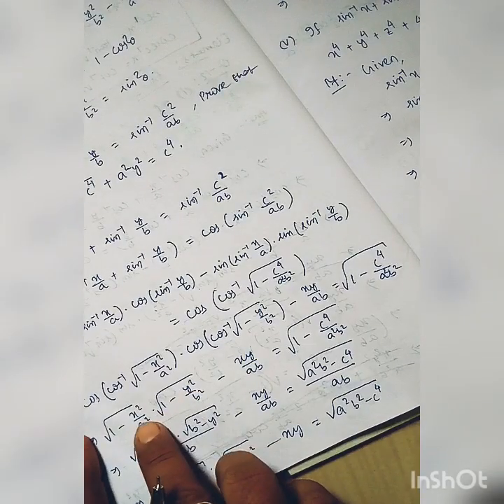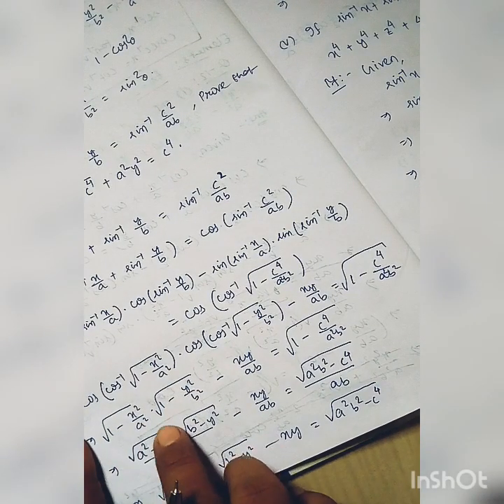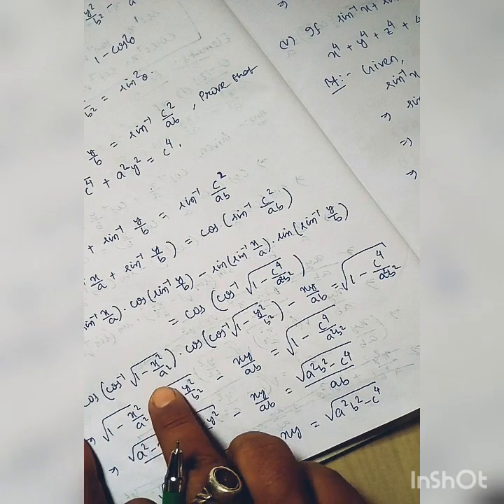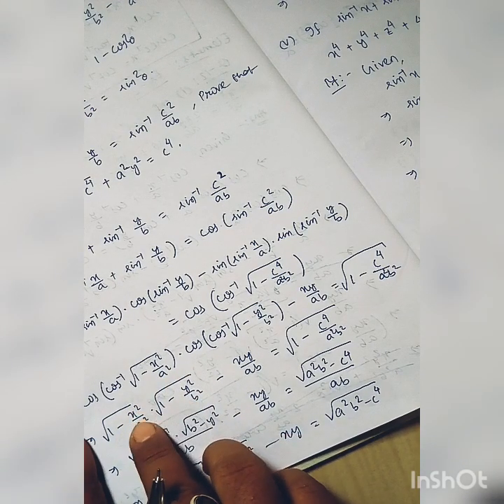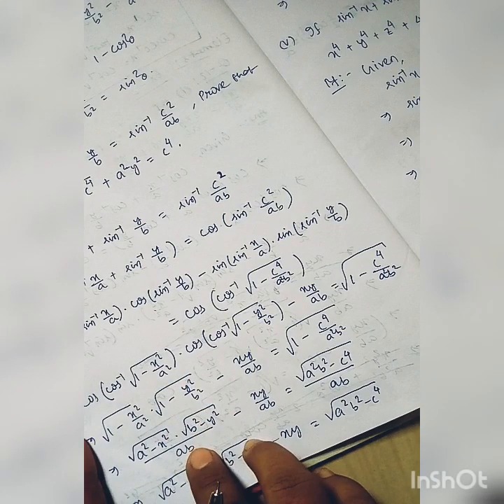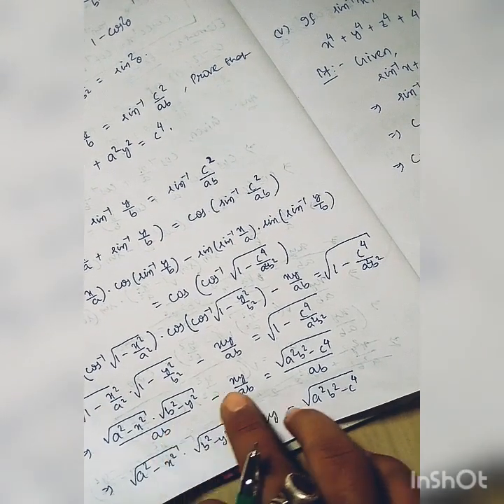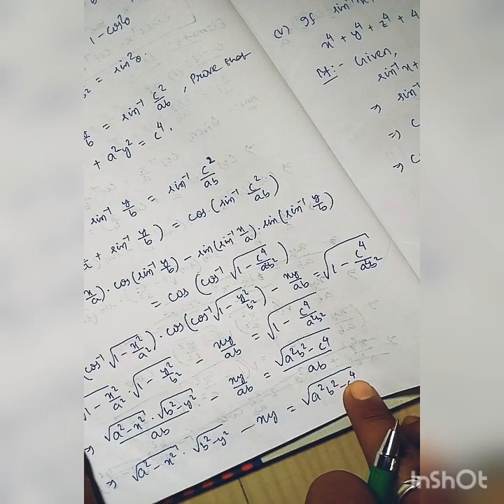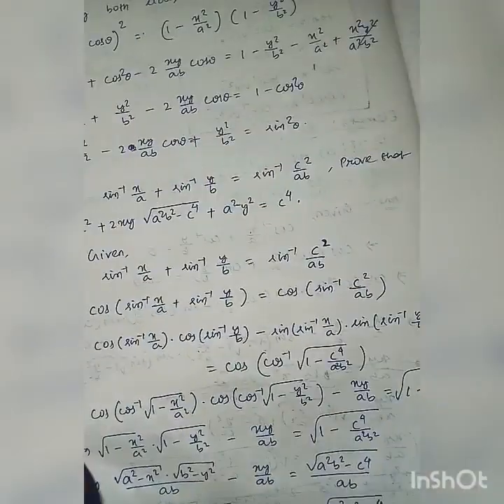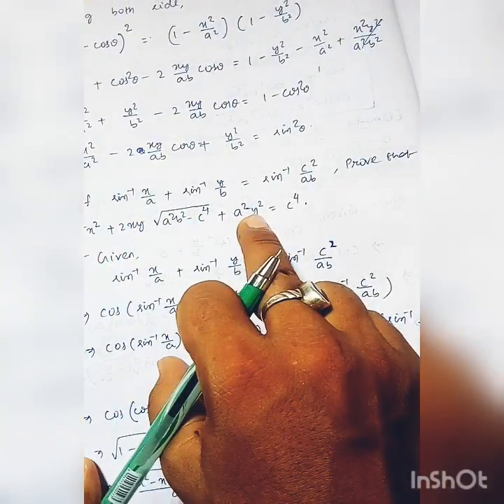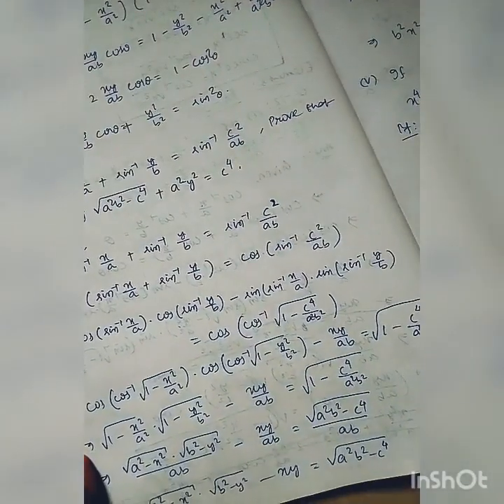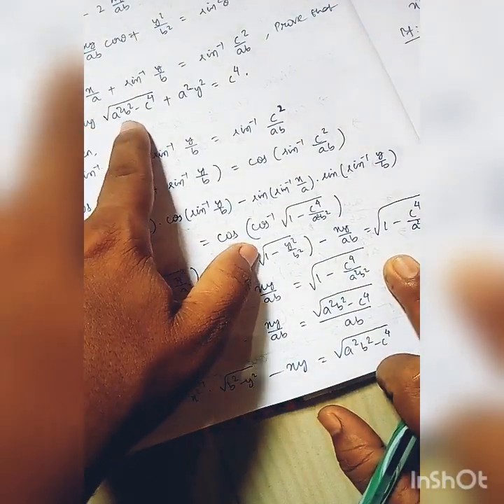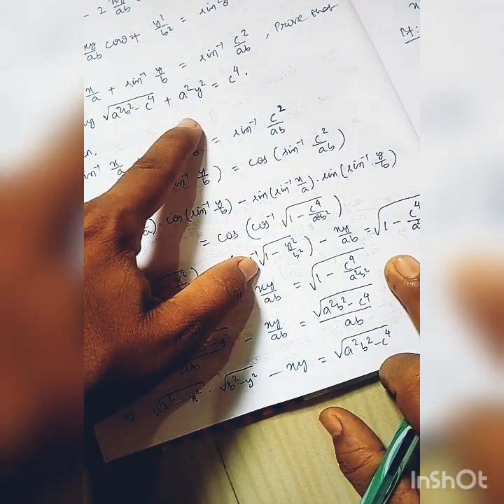Now if we solve this, it is square root of a square minus x square by a square, b square minus y square by b square. Root of a square is a, root of b square is b, that is ab. Now multiplying ab in each term, we get this. But we have to prove this condition, that is there is a term 2xy into square root of a square b square minus c4.